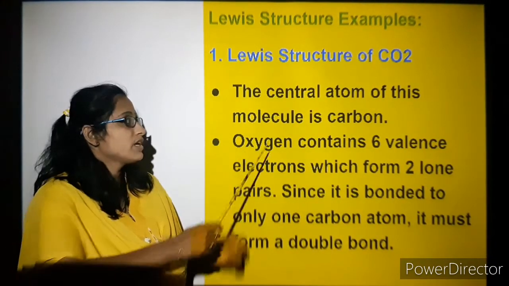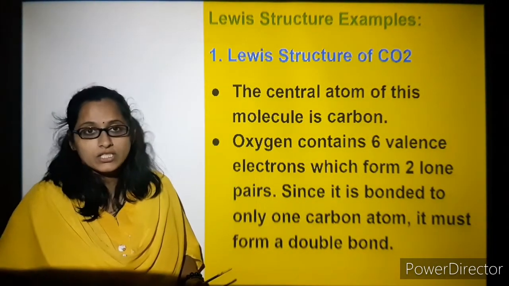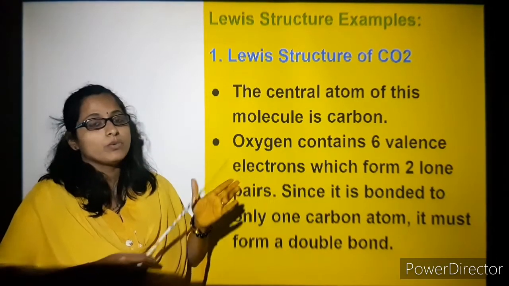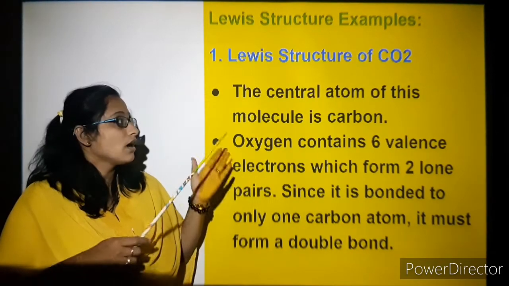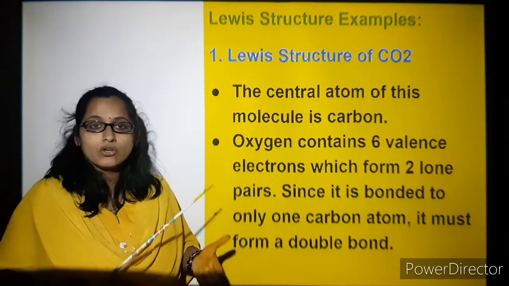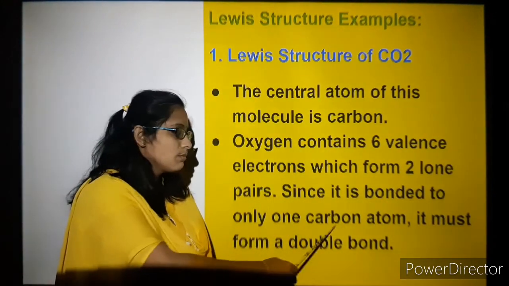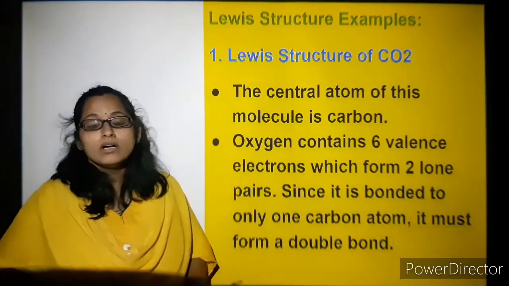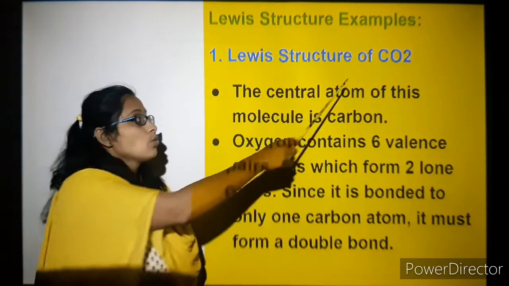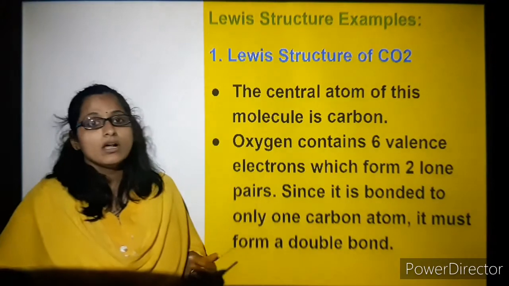So two lone pairs from each atom of oxygen can be combined with the carbon. Hence the carbon and oxygen will have an octet configuration. It is bonded to only one carbon atom, so it must form a double bond. You can see here O2, so it forms a double bond.